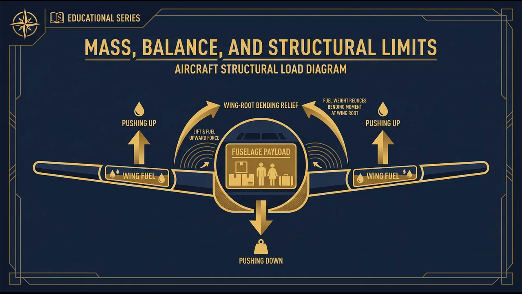This is also why jet center tanks feed fuel first during cruise, saving the wing fuel weight to relieve those bending moments. Where that mass is balanced also changes how the aircraft flies.